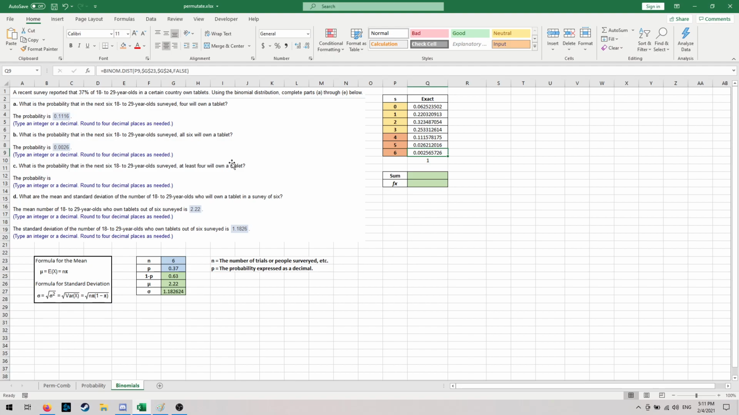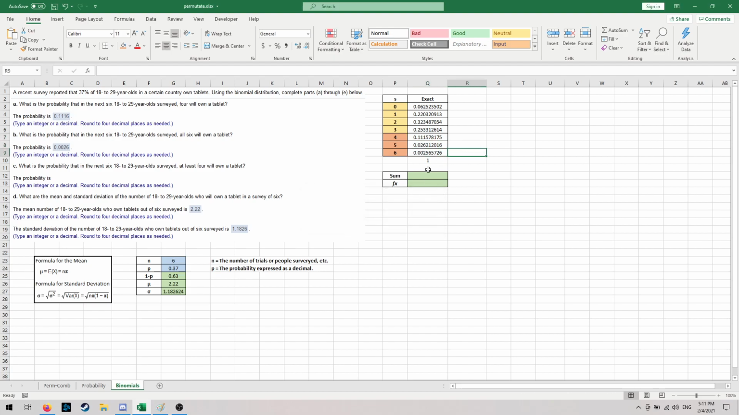Now this is where it gets a tiny bit tricky. So we want to know in a sample of 6, what is the chance of at least 4 people owning a tablet? So this is sort of where the color coding comes in. If 4 people own a tablet, 5 people own a tablet, or 6 people own a tablet, those are all successful surveys because 5 and 6 are greater than 4. And we want to know how likely it is that 4 or more people own a tablet. So in my opinion, the easiest way to get the answer to this question is to just sum these 3 values.